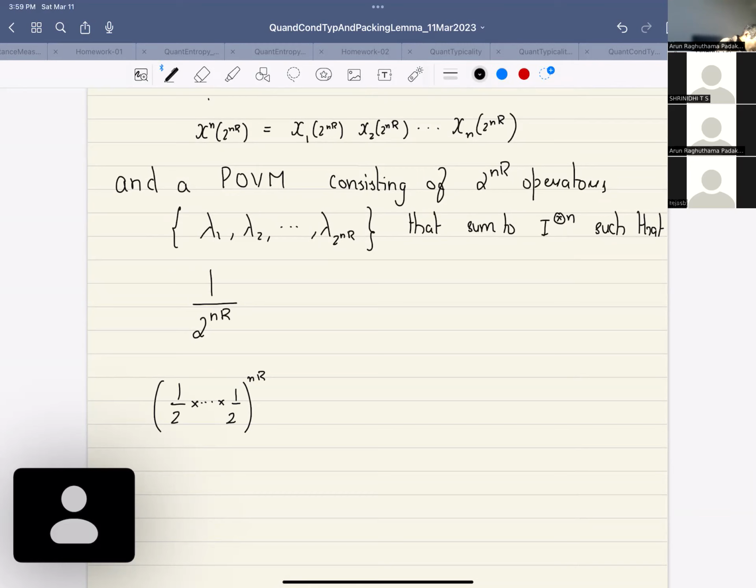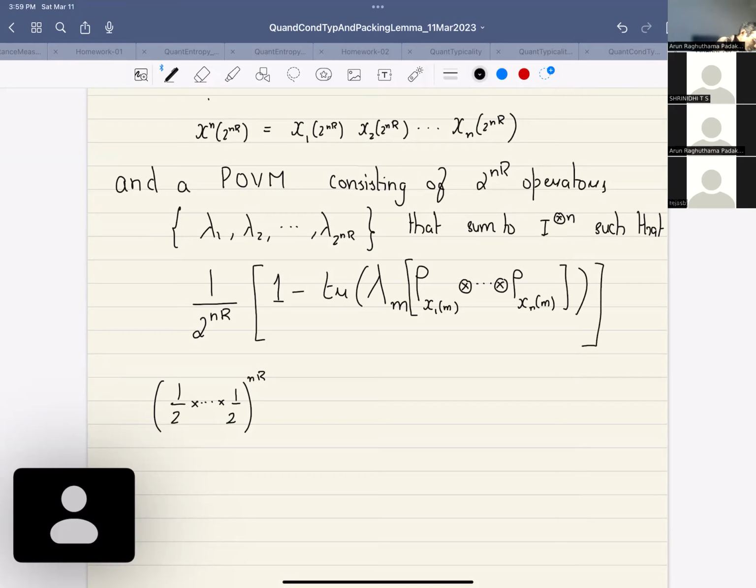What is the probability of error? The probability of error is 1 minus the trace of the corresponding lambda m times row x1 of m tensor all the way to row xn of m, right? So take this whole operator. This is the probability of error corresponding to the message m. Now the average over all messages has to be less than 10 power minus 27, correct?